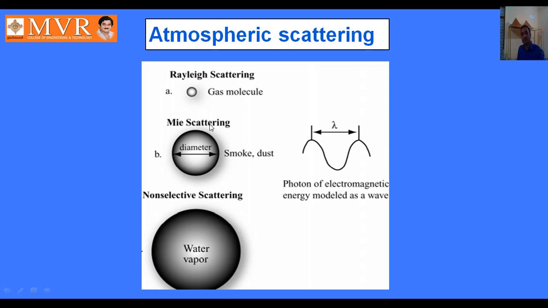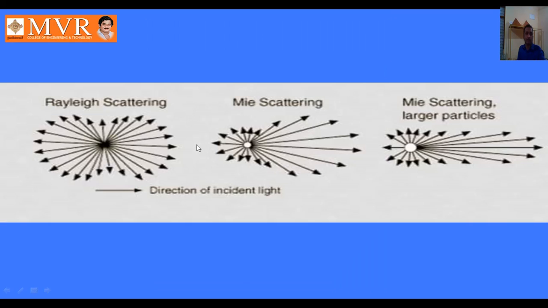Based on the size of the particles, scattering is divided into three types: Rayleigh scattering, Mie scattering, and non-selective scattering. Rayleigh scattering involves very small particles, and Mie scattering involves larger particles. See here, Rayleigh scattering: when the incident radiation of light is incident on a small particle, it is deviated in all directions. This is the Rayleigh scattering.